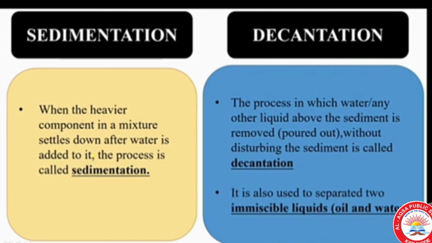I think it's clear for you. The next one is decantation. The process in which water is removed without disturbing the sediment is called decantation. And this decantation process is also used to separate two immiscible liquids. An example here is oil and water. They form different layers and it is easy to separate oil from the top.